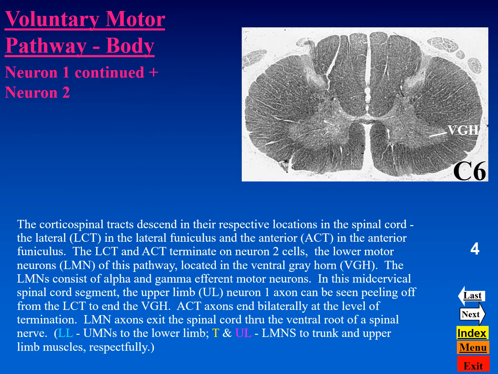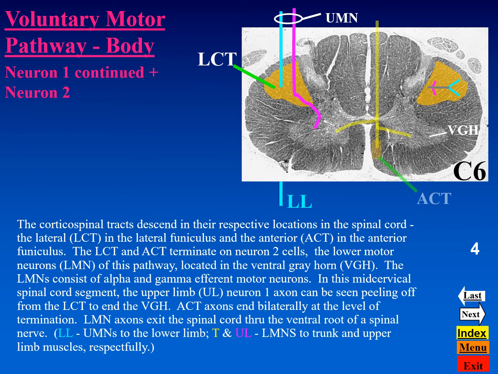At the cervical cord segment, we will continue to follow the upper motor neurons descending through the lateral corticospinal tract. They are still somatotopically organized so that the upper limb is more medially positioned, lower limb more lateral. At this level, we see an axon peeling off to end in the ventral gray horn, and it will terminate on the cell body of neuron 2 in the pathway, the lower motor neuron.